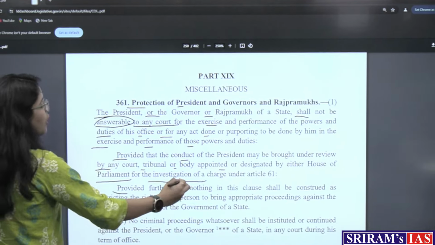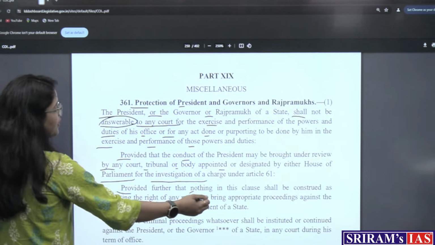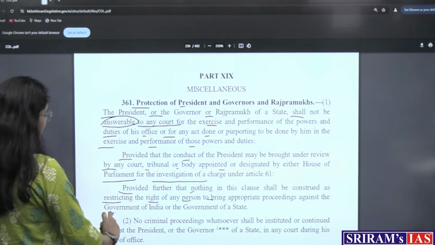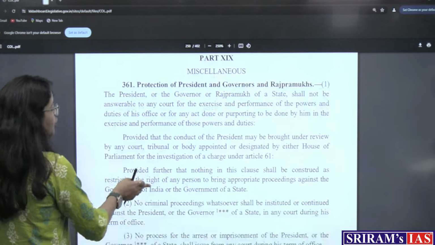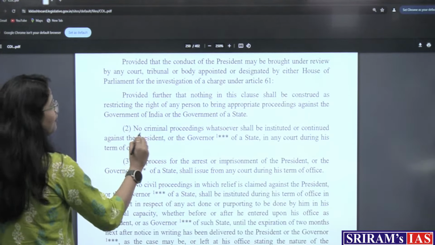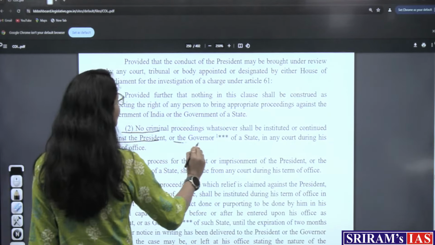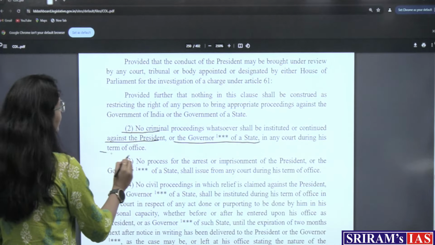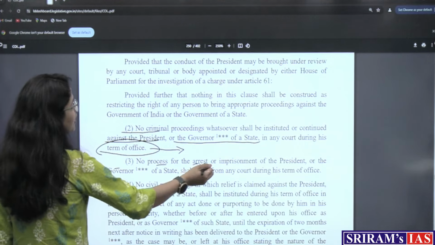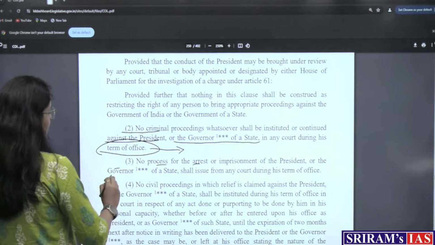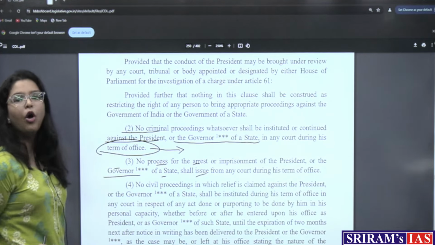Now the further proviso provides that nothing in this clause shall be construed as restricting the right of any person to bring appropriate proceedings against the government of India or the government of a state. It further states that no criminal proceeding whatsoever shall be instituted or continued against the president or the governor of a state in any court during his term of office. Clause 3 states that no process for the arrest or imprisonment of the president or the governor of a state shall issue from any court during his term of office.